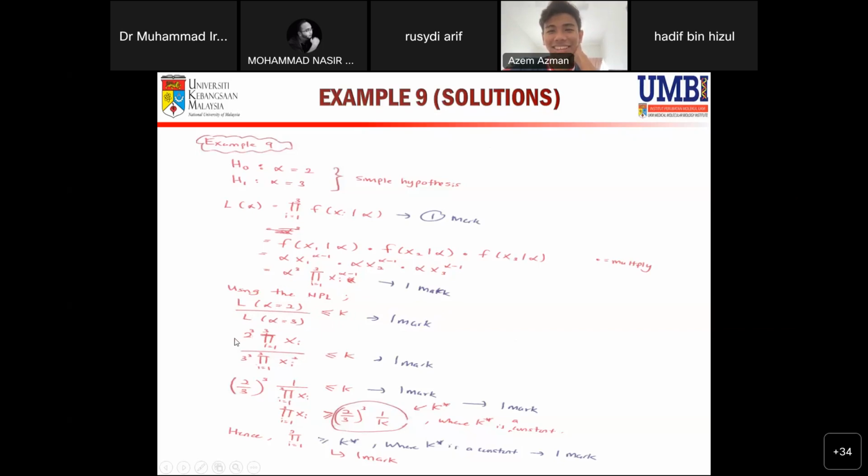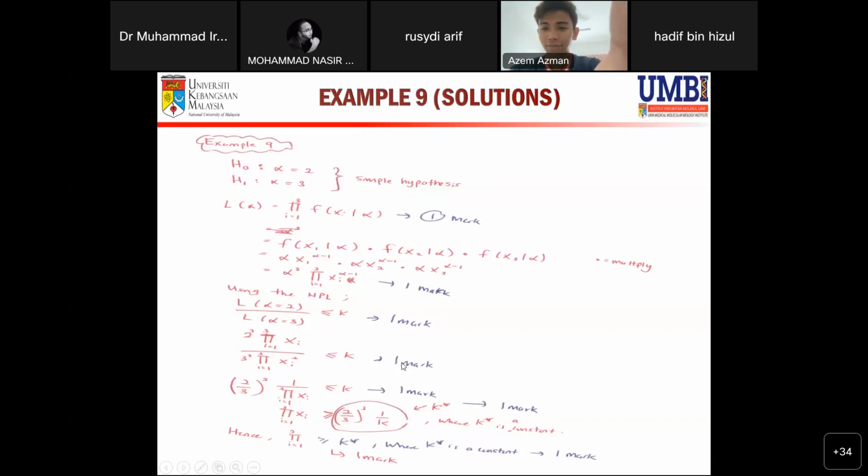To obtain another mark, you need to put the right values in the general likelihood form. So you put 2 there, so you get 2 to the power of 3, and 3 for the likelihood under the alternative hypothesis, so it becomes 3 to the power of 3. So in this case, you have xi to the power of 1, because alpha there is 2, when you substitute 2 minus 1 it becomes to the power of 1, and then 3 minus 1 becomes to the power of 2, for the likelihood under the alternative hypothesis.